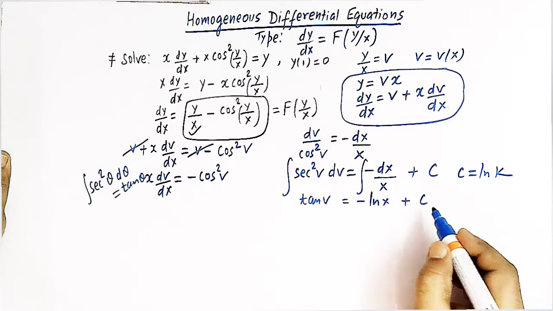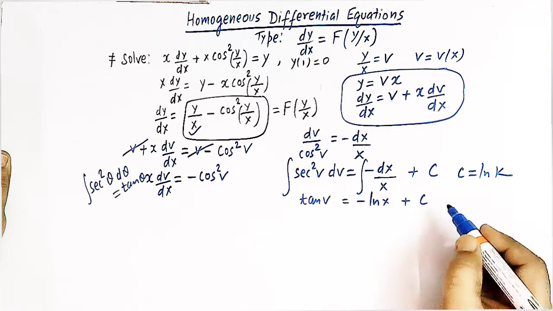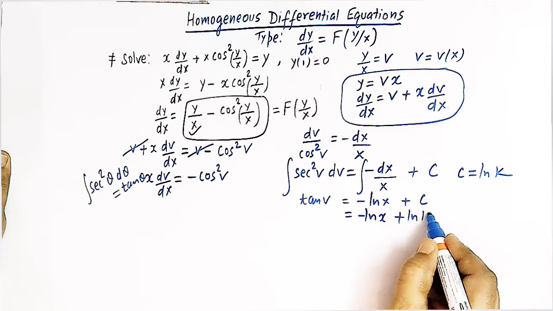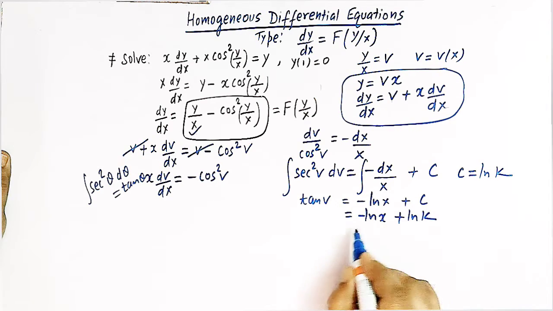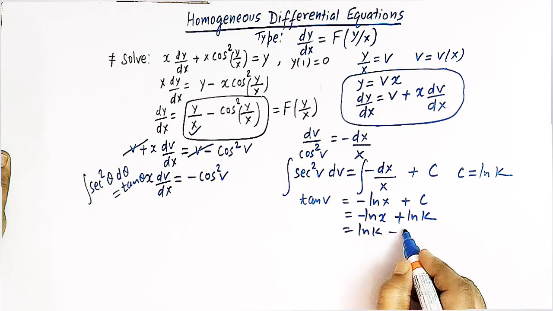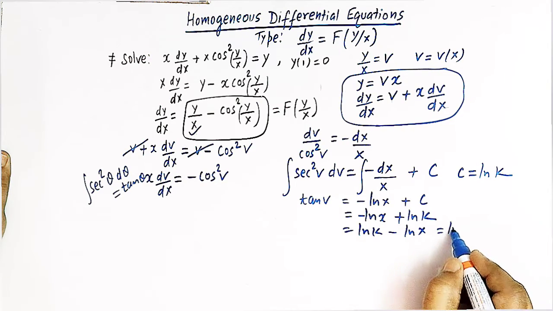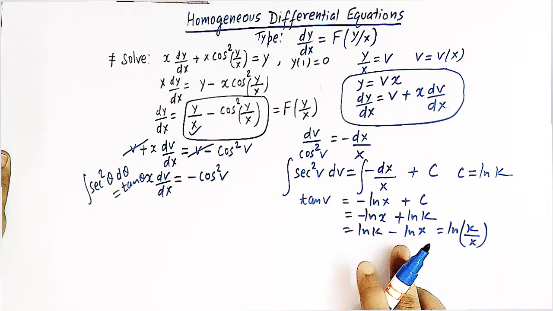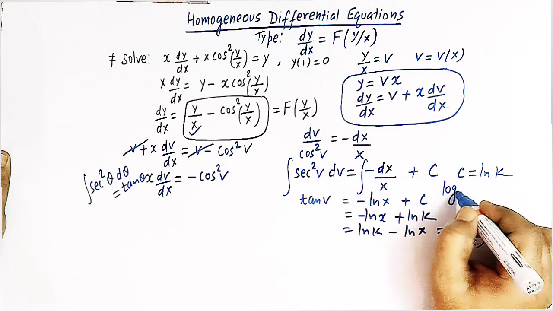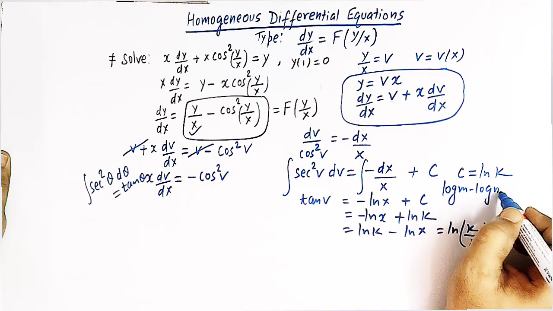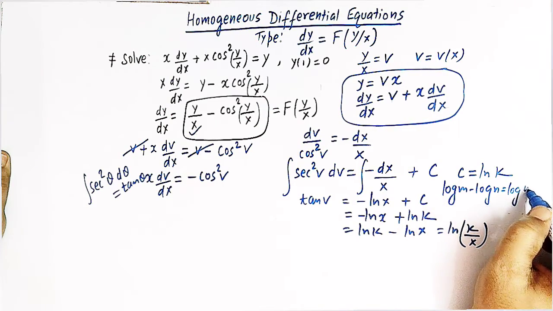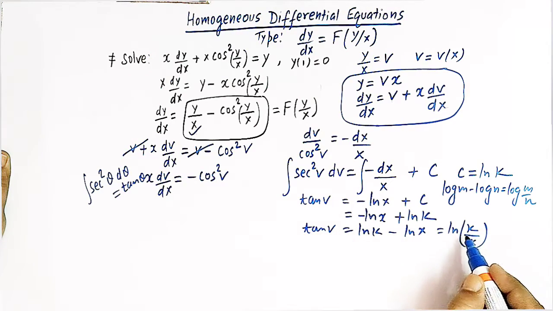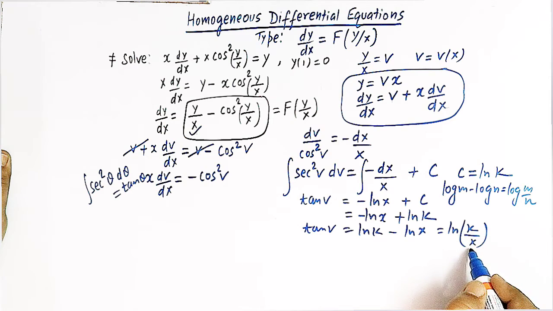So that we can combine c and logarithm of x. So here we have minus log of x plus log of k. Now log of k minus log of x, we can write as log of k over x by the properties of logarithms, because we know that log of m minus log of n is equal to log of m over n. So now we have tan of v is equal to the natural log of k over x.